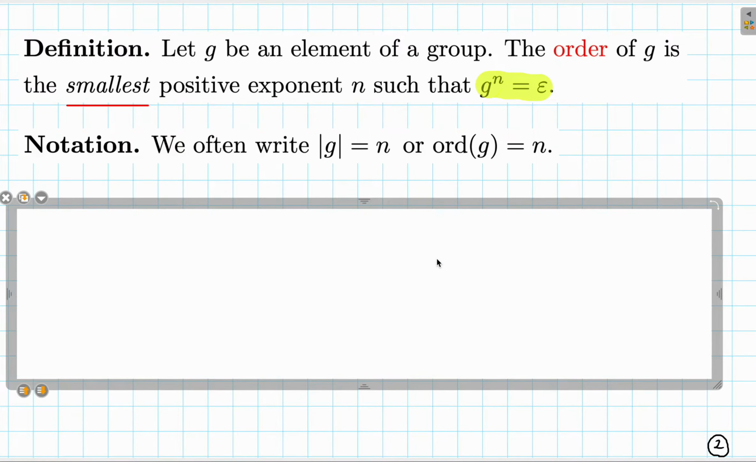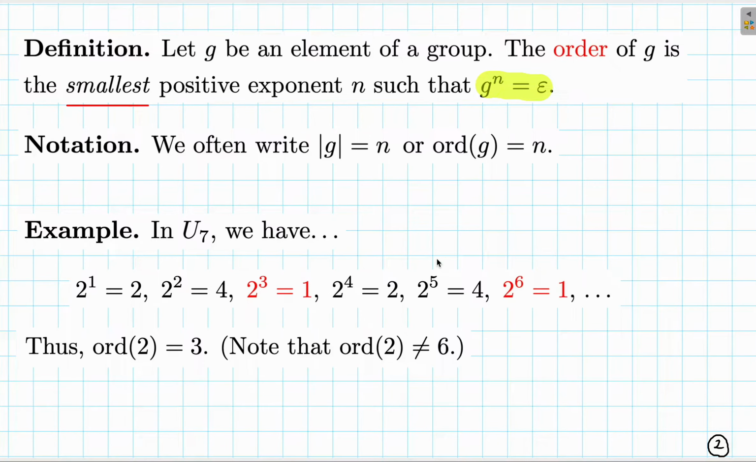Now, one quick word of caution here. Going back to that calculation in U7, we saw that 2 to the first is 2, 2 squared is 4, 2 to the third is 1. And here's where we said, aha, we have the identity element 1, so the order of 2 is 3. And that's what we found earlier, right here. But we also see that if we keep raising 2 to powers, 2 to the fourth is 2, 2 to the fifth is 4, and 2 to the sixth is also 1.